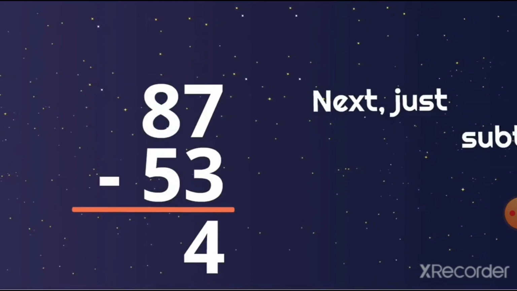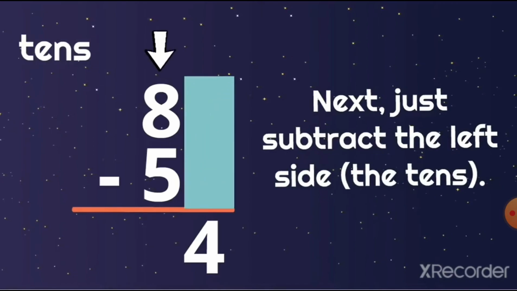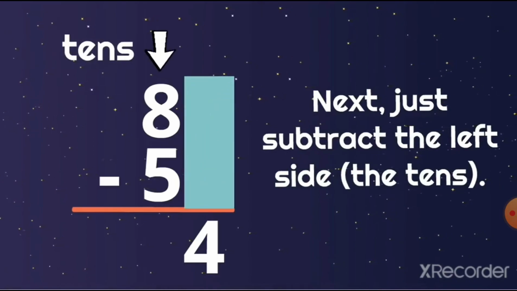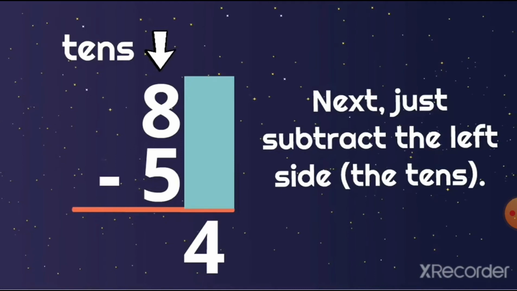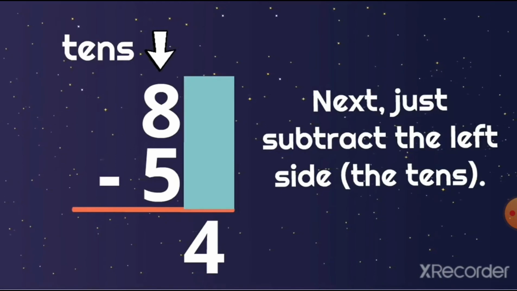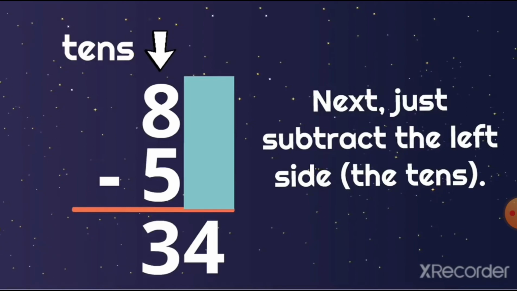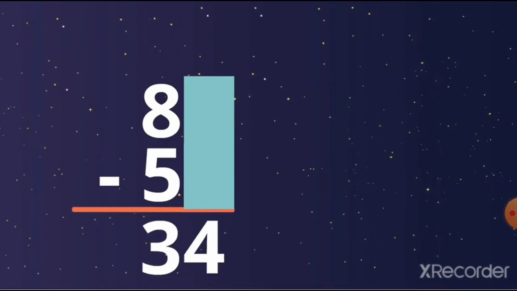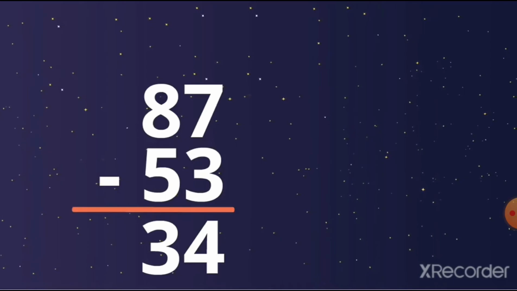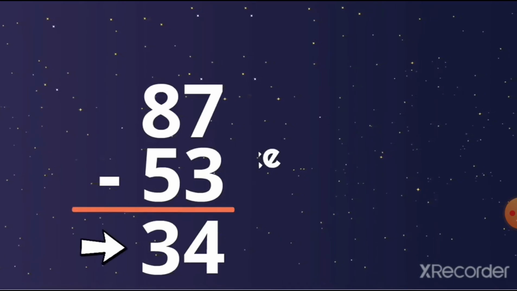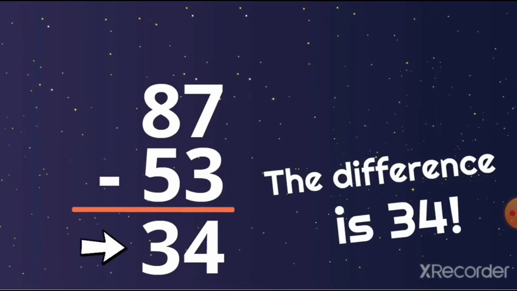Now let's move to the tens column. Next just subtract the left side, the tens. So it is 8 minus 5. So 8 minus 5 is equal to how much, students? Just count. You can count this by your fingers also. Here is the answer, 34. So our difference is how much? You can see this. Here the difference is 34. You can call this answer a difference.